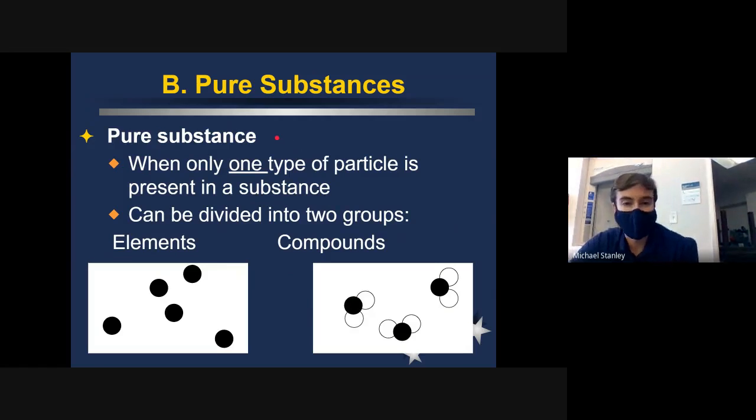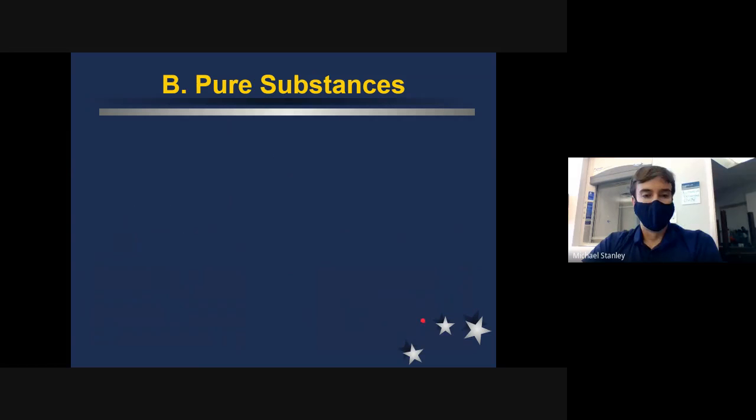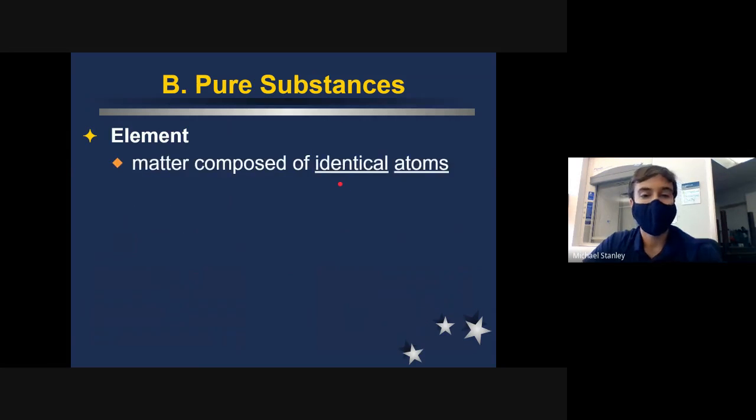So in order for something to be a pure substance, every single piece of it has to look the exact same, whether those are all single atoms or whether those are the same compound over and over and over again. So an element, a pure element, is when your matter is composed of entirely identical atoms. Every single atom in this substance looks the exact same and is the exact same as all the other atoms.